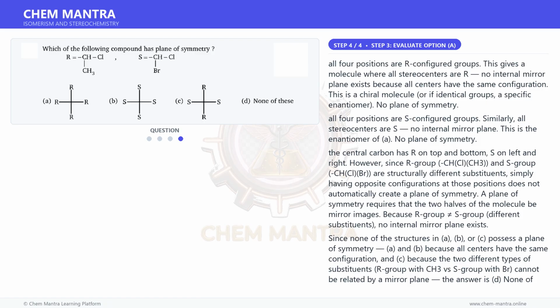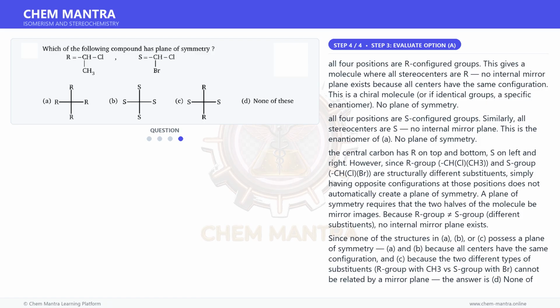No plane of symmetry. The central carbon has R on top and bottom, S on left and right. However, since R group, CH, Cl, CH3 and S group, CH, Cl, Br are structurally different substituents, simply having opposite configurations at those positions does not automatically create a plane of symmetry. A plane of symmetry requires that the two halves of the molecule be mirror images. Because R group is not equal to S group, different substituents, no internal mirror plane exists.